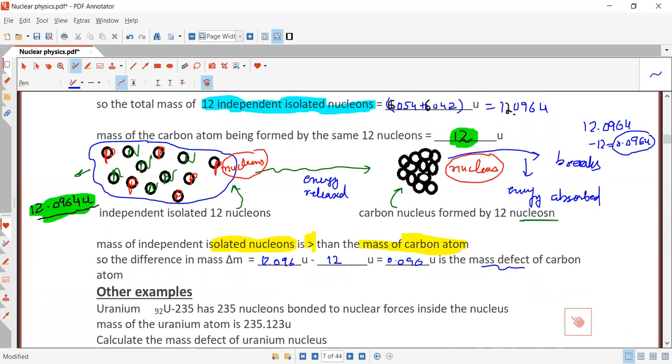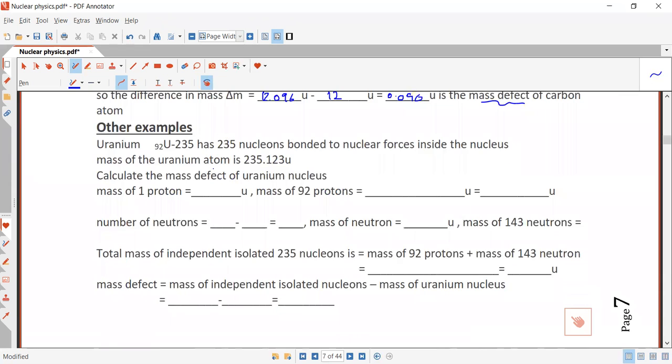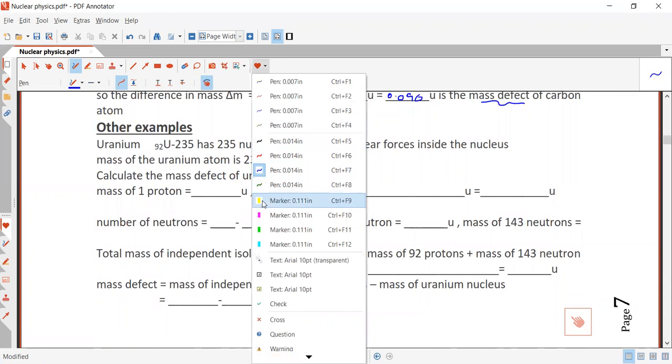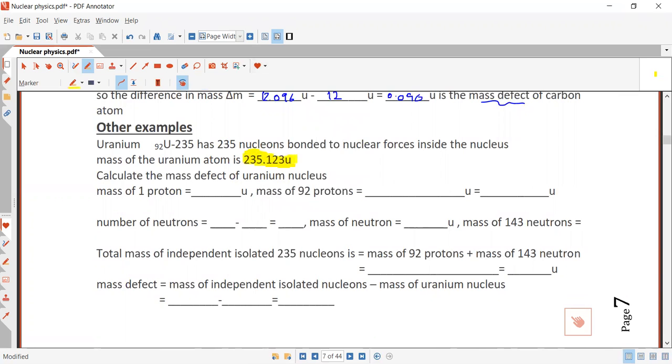Other examples are like uranium 235. We can see that the mass of the nucleus is 235.123 U. It's a reality. And if we calculate the total mass of the nucleons from which this nucleus is made, the mass of one proton is 1.007 U. For uranium 235, 92, there are 92 protons. So the mass of the 92 protons is 92 times 1.007, which is 92.644 U.